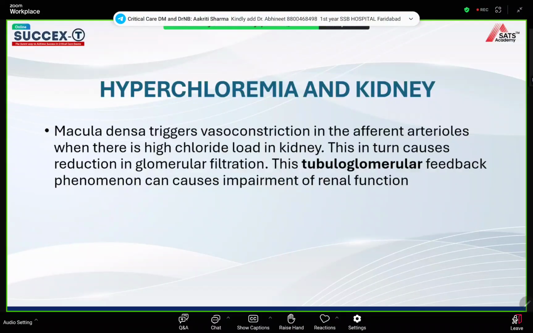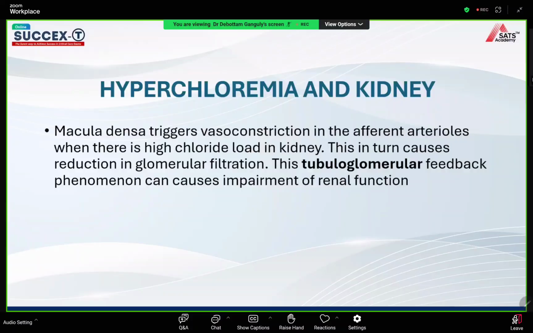Another thing is what happens with the kidney. In kidney patients, nephrologists do not prefer normal saline as the fluid of choice, because the macula densa triggers vasoconstriction in the afferent arterioles when there is a high chloride load in the kidney. This in turn causes a reduction in the GFR. So this tubuloglomerular feedback phenomenon can cause impairment of renal function. This is one of the important things. That's why we have to be cautious with normal saline.